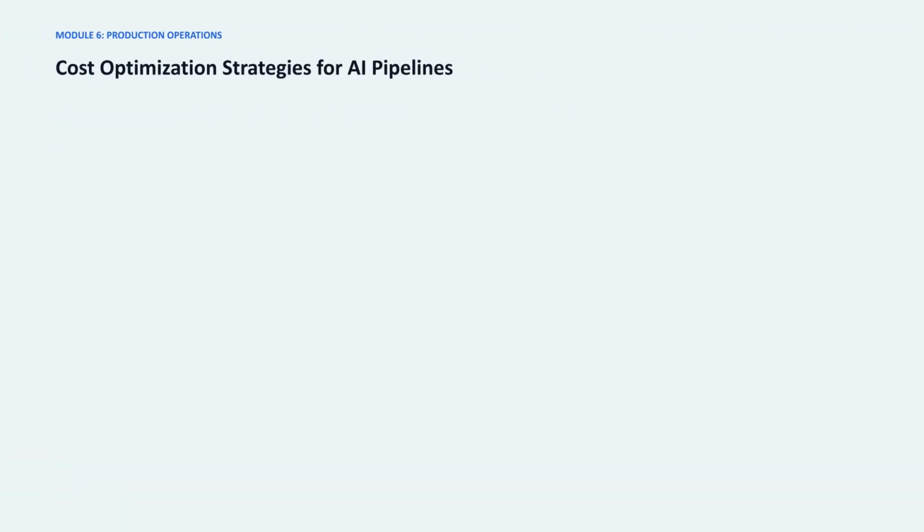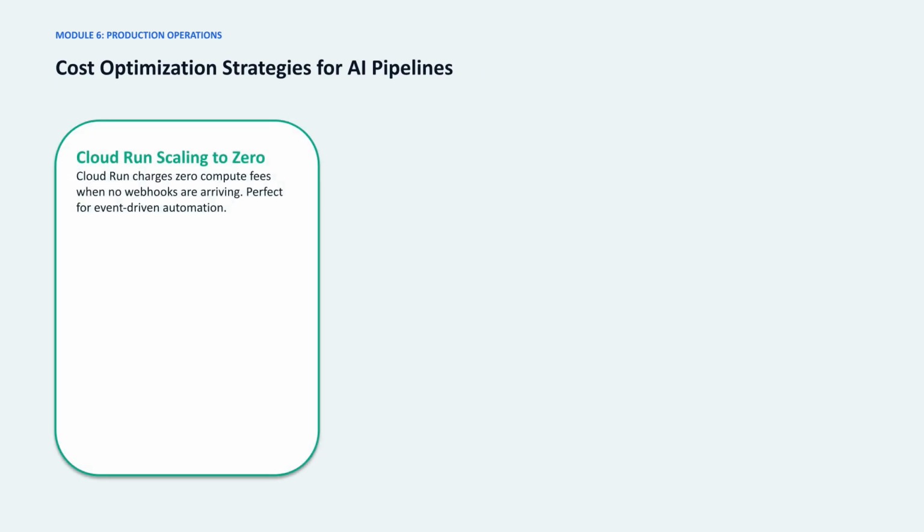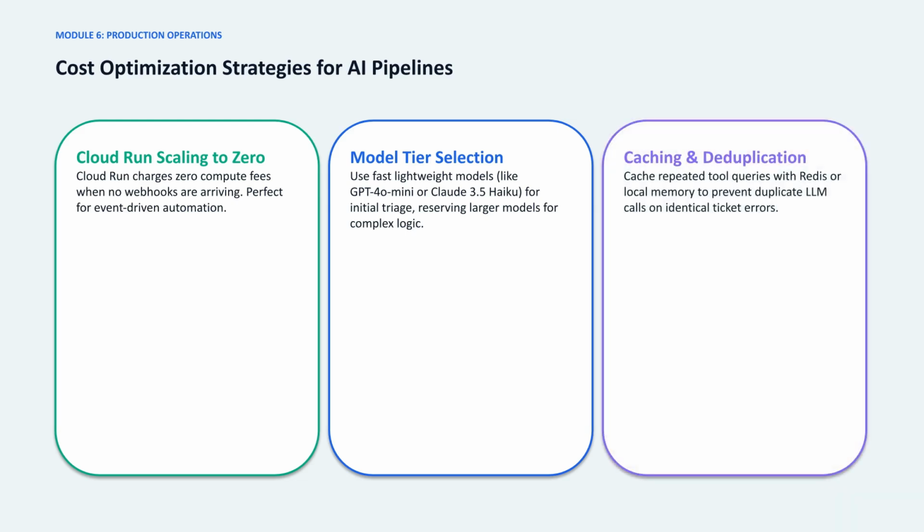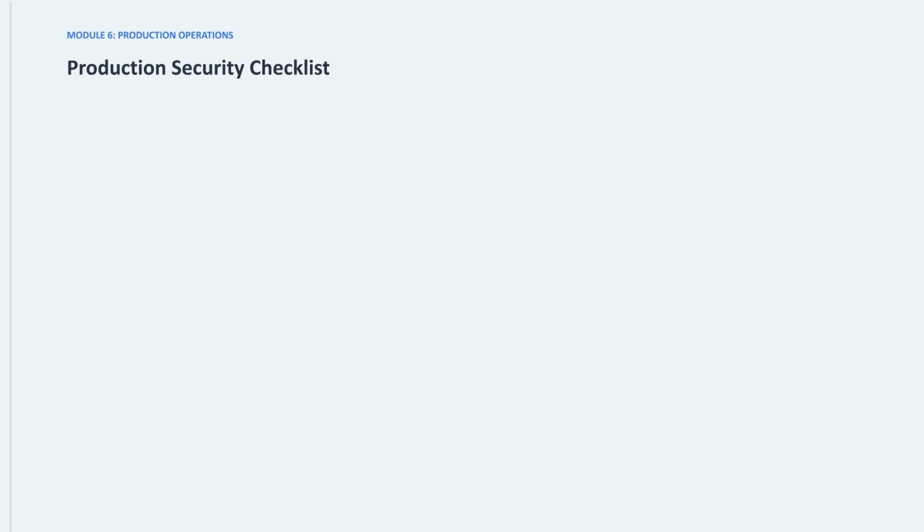To optimize costs for your AI pipelines, consider these 3 strategies. Leverage Cloud Run's ability to scale to 0. Select appropriate model tiers based on complexity, and implement caching and deduplication to avoid redundant LLM calls.